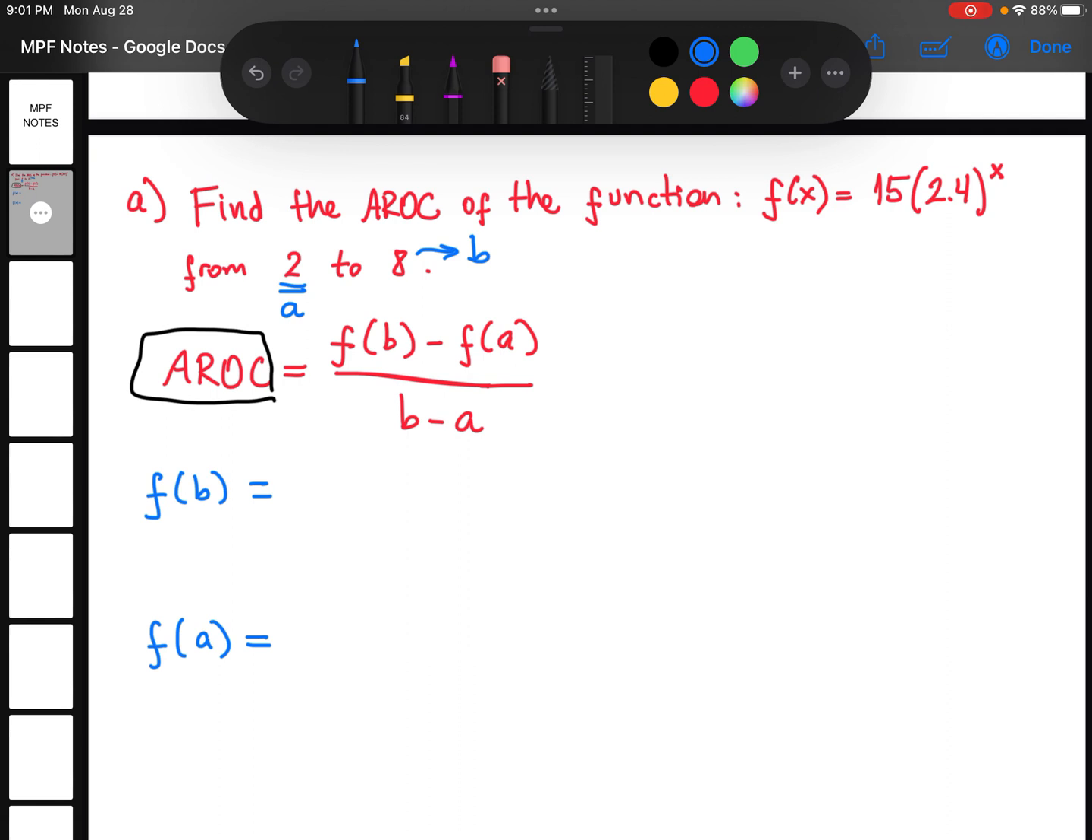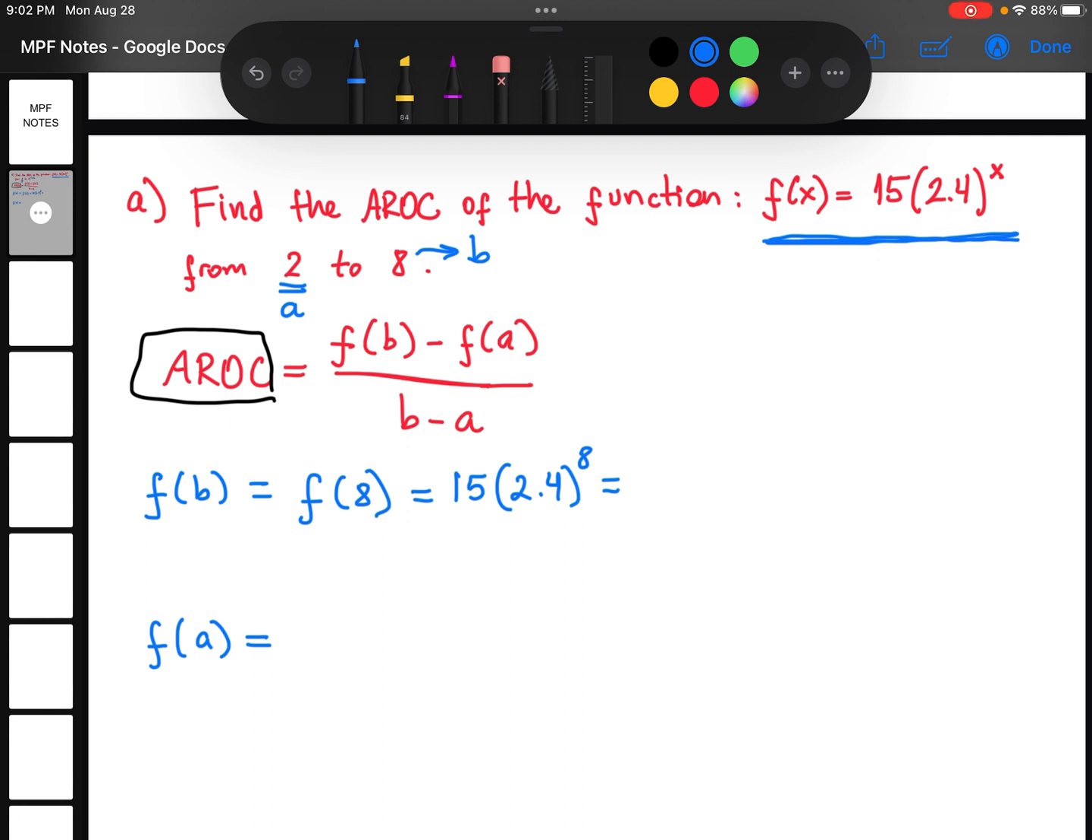So now we just need to take into account f of x, and I'm going to evaluate the function at a and at b. In this case, f of b is going to be f of 8, and I'm just going to substitute the value where it's necessary: 15 times 2.4 raised to the power of 8. That's what we have to do.